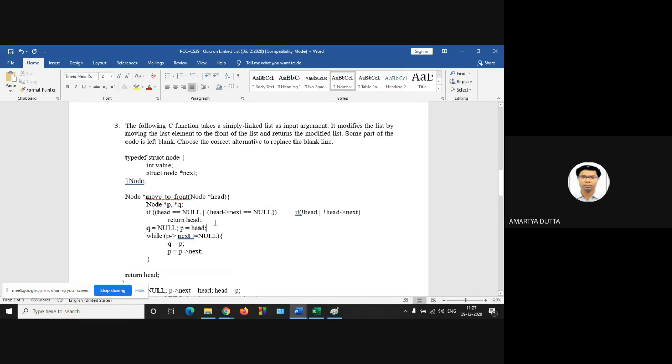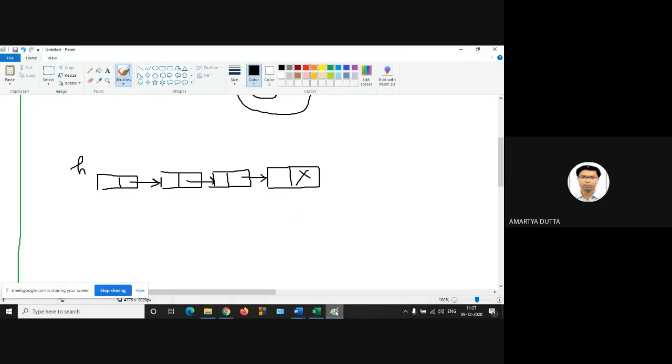So return your head. Now q is initialized to null. Q is a pointer, initialized to null, and p is head. Now while p arrow next is not equal to null, you have to copy p into the pre pointer. Here q is used as the pre pointer of p. So p is copied in q and then p is moved forward.